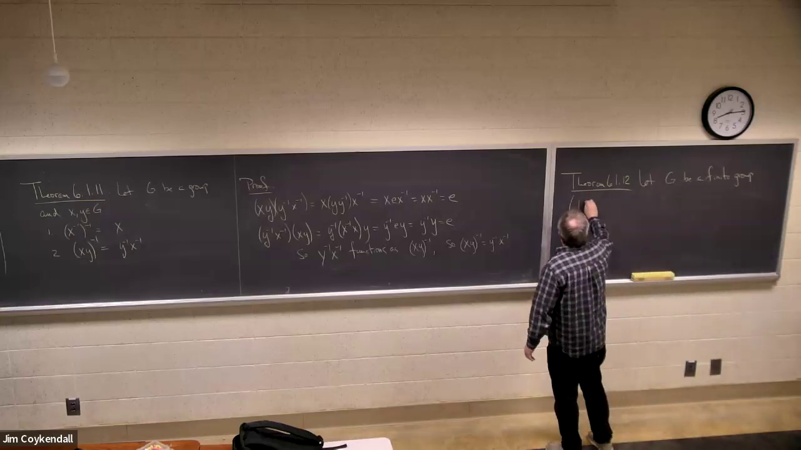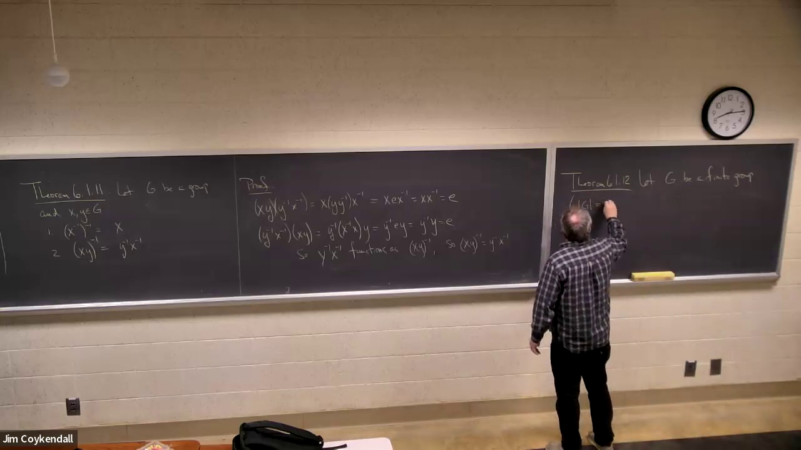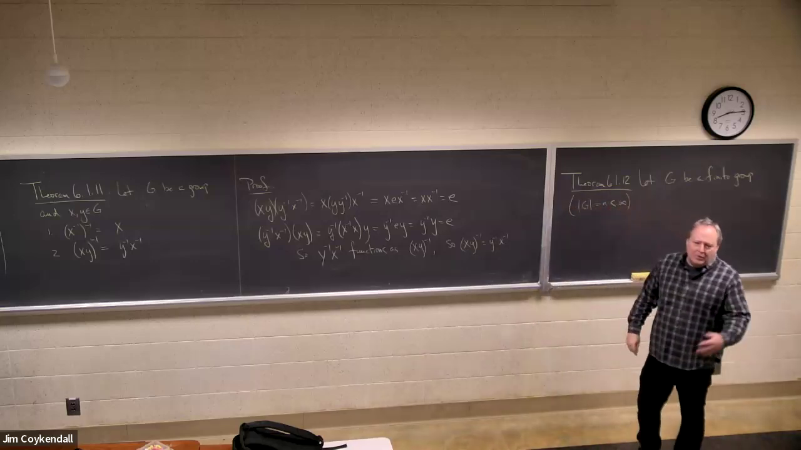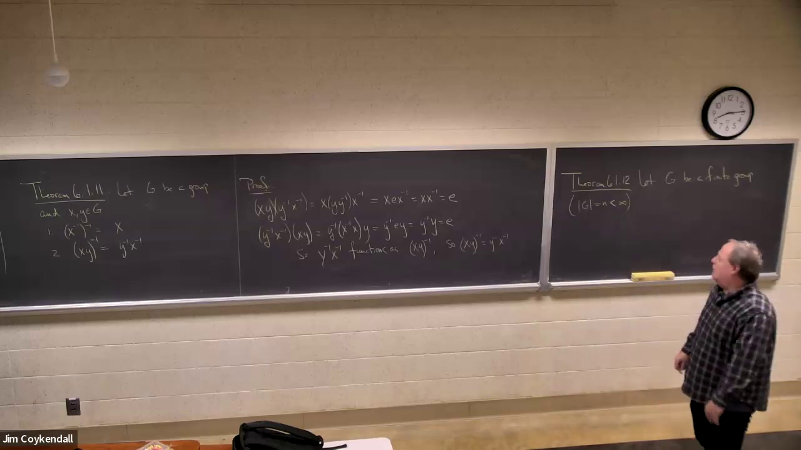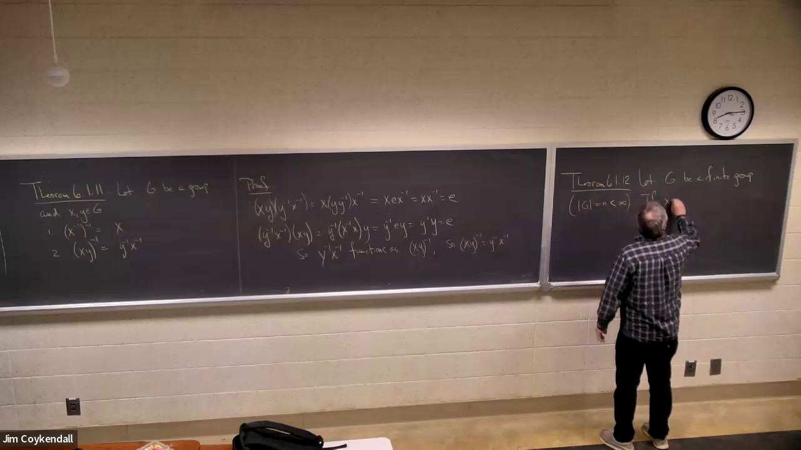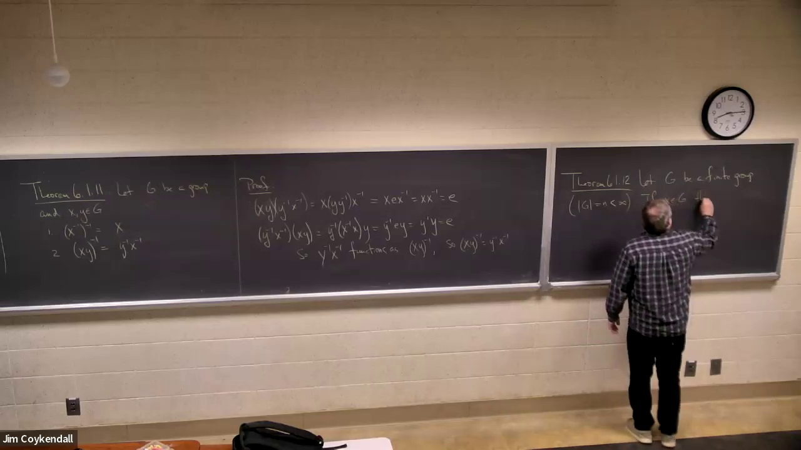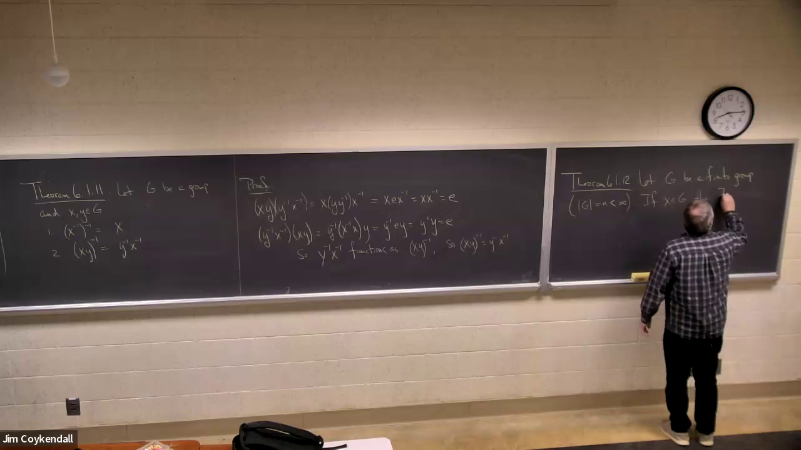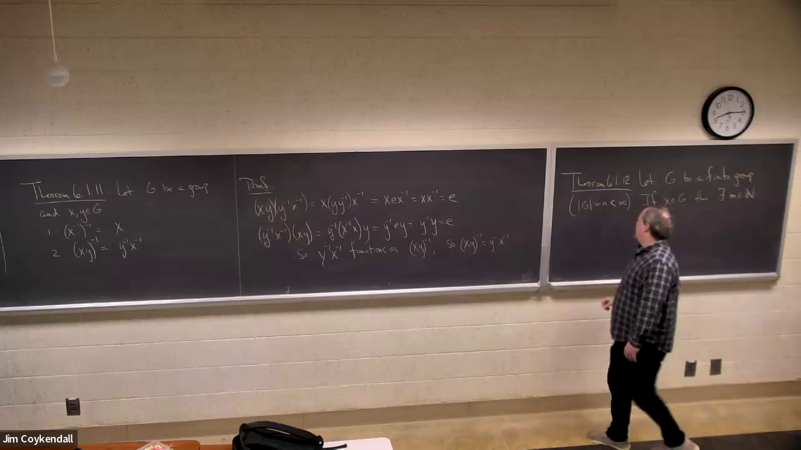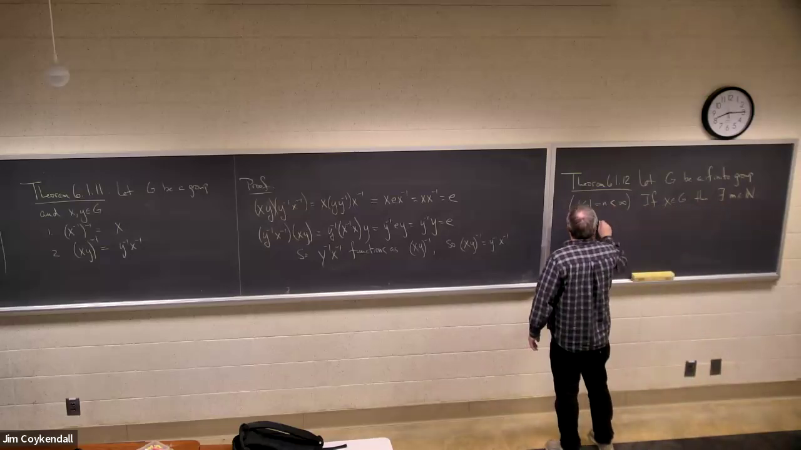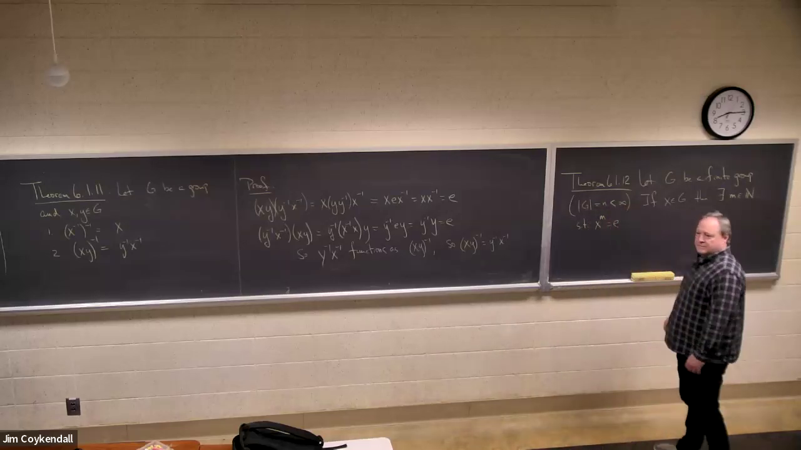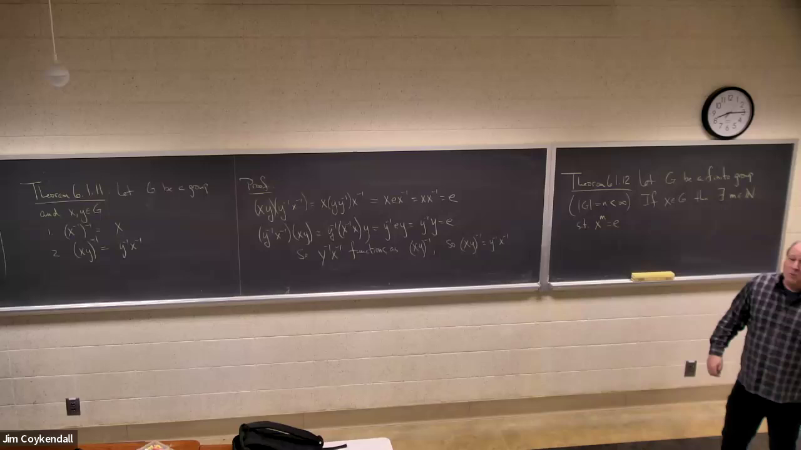So that just means the number of elements in G is some defining number. A group with 10 elements or 43, whatever you like. If X is in G, then there exists M in the natural numbers such that X to the M is the identity.